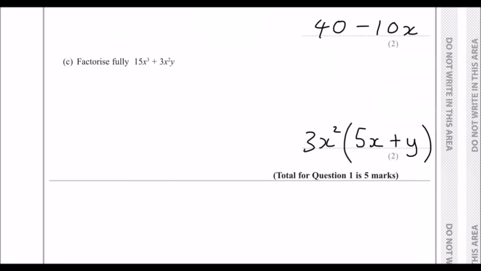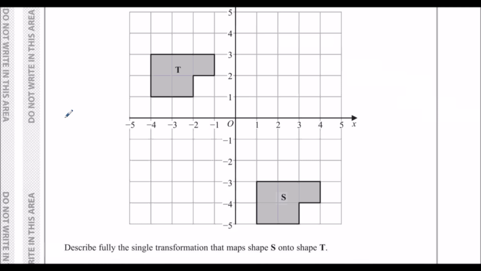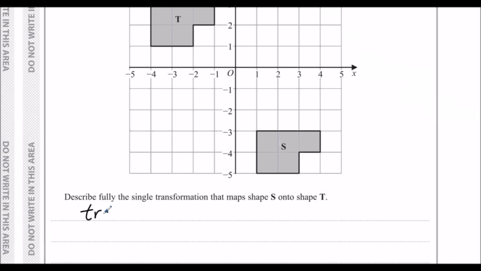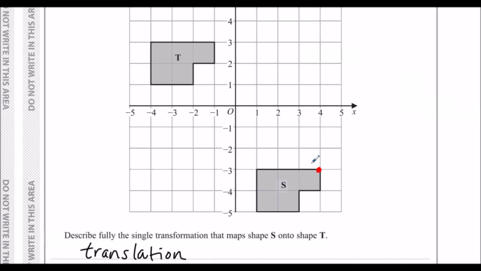Question 2. Describe fully the single transformation that maps shape S onto shape T. So shape S has moved to get to shape T, and we call that a translation. And then we have to say how far it's moved. So we're going to write it as a vector, and we're going to pick a point on S and the same point on T and see how far we have to move to get there.